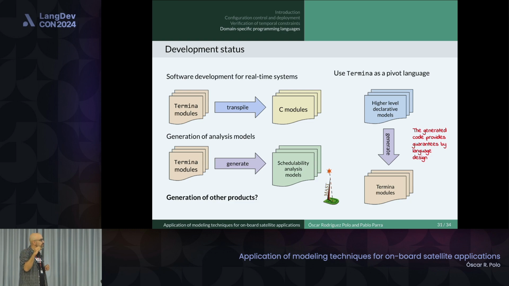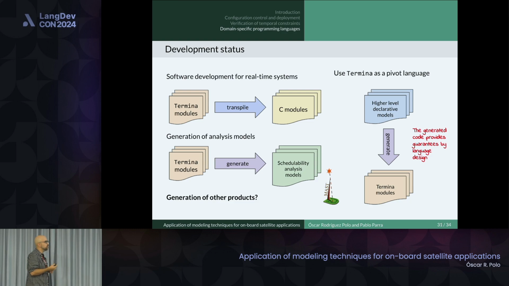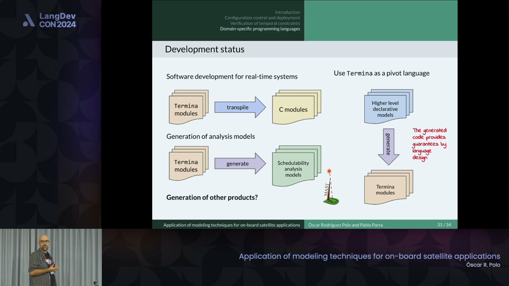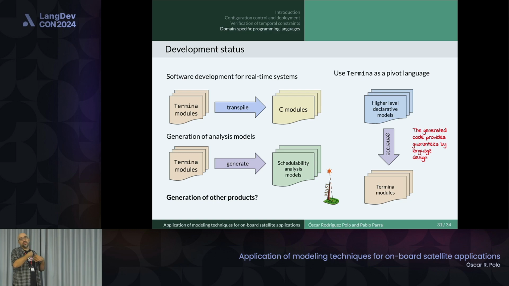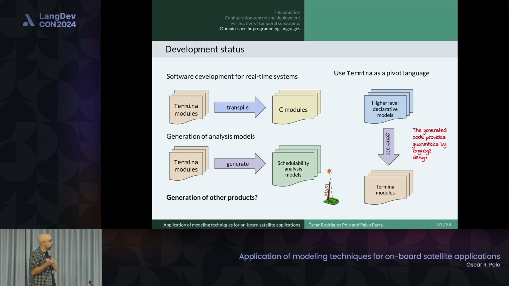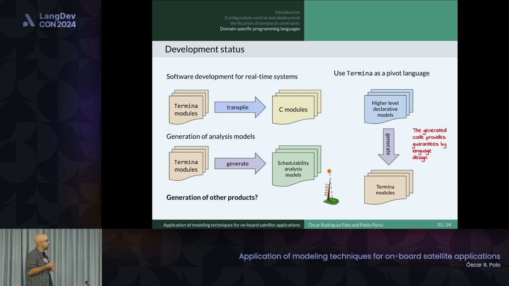And the Termina code guarantees by construction certain properties that cannot be guaranteed if you use a general purpose programming language. So that's the main idea.